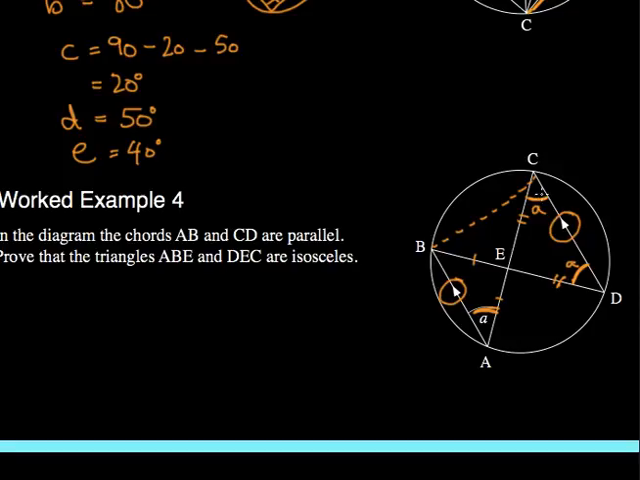Now, for the same reason that we showed using the Z angle, the alternate angle rule, if this one is A, then this one also must be A. And therefore, we have two isosceles triangles. Bang.